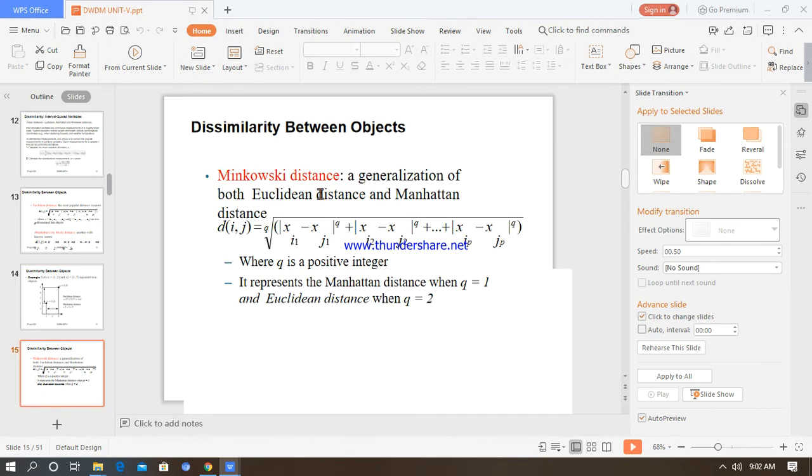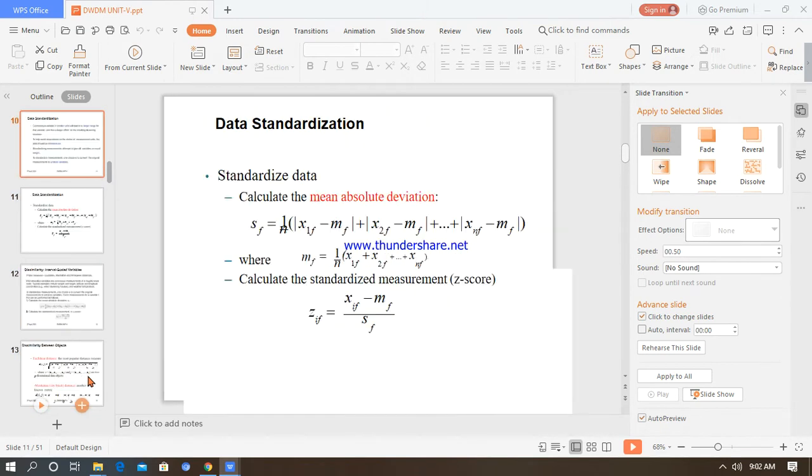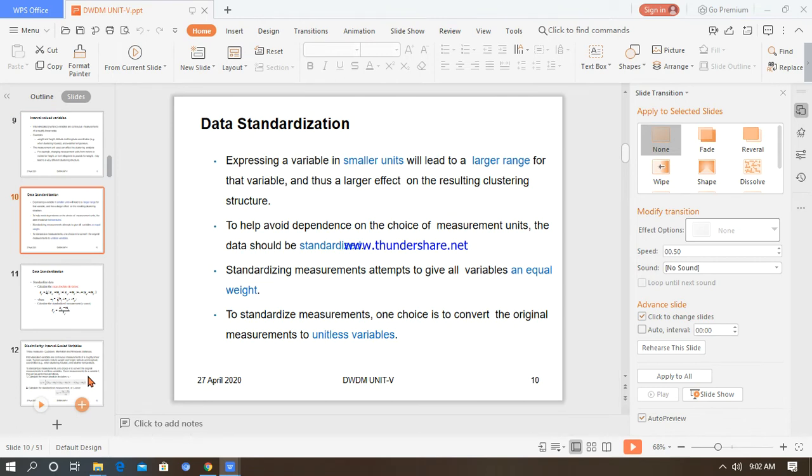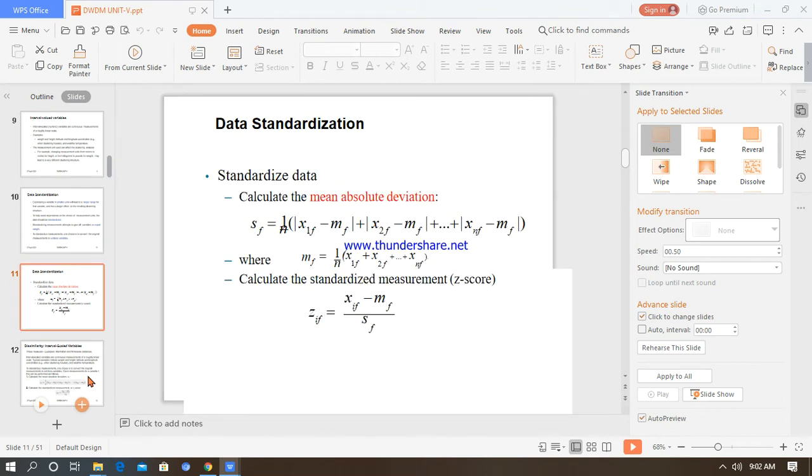Minkowski distance is a generalization of both, combining both these techniques, where q is a positive integer. It represents the Manhattan distance where q is equal to 1, and the Euclidean distance where q is equal to 2. Interval-based values are nothing but numeric values, and these have to be standardized to remove the unnecessary conversion units.